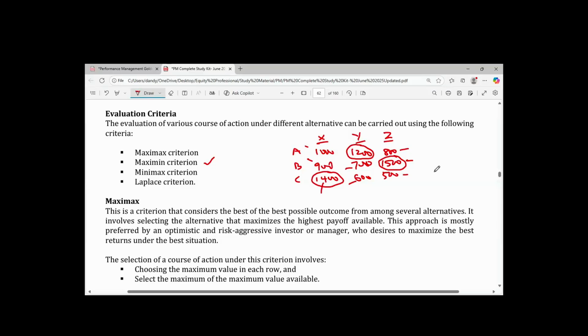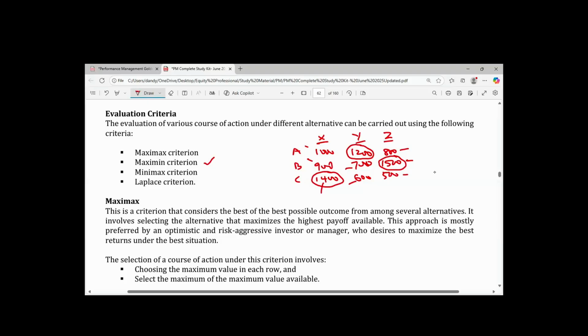The Minimax criterion, we said, is also known as Savage regret criterion, whereby, of course, you are expected to carry out about 5 steps anytime you want to evaluate an alternative using the Minimax criterion. The first step is to select the highest value in each column. Then step 2, you deduct the highest value from itself and other values in the column. Then step 3, you construct a new payoff table known as the Savage regret table.